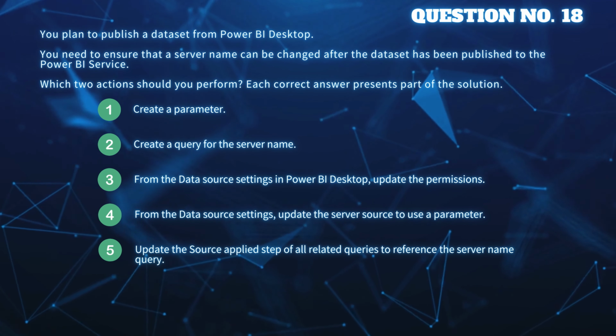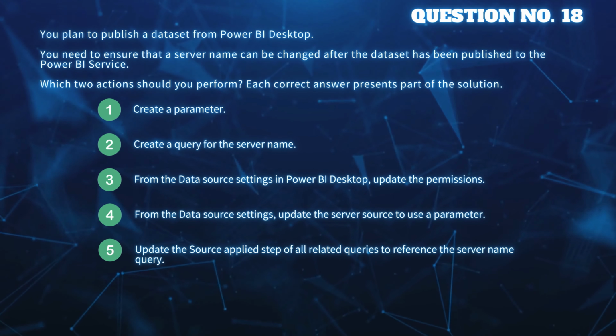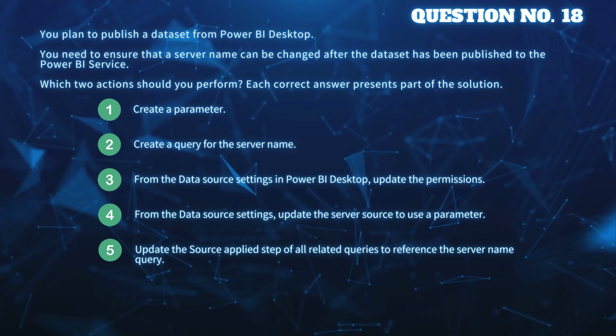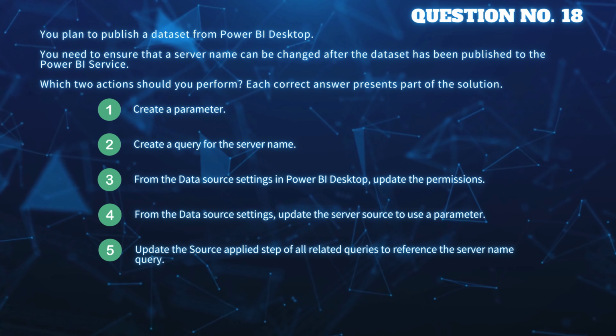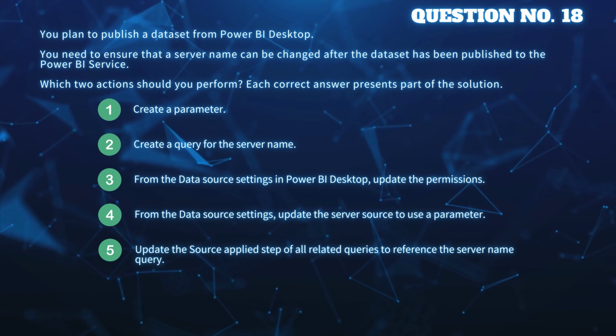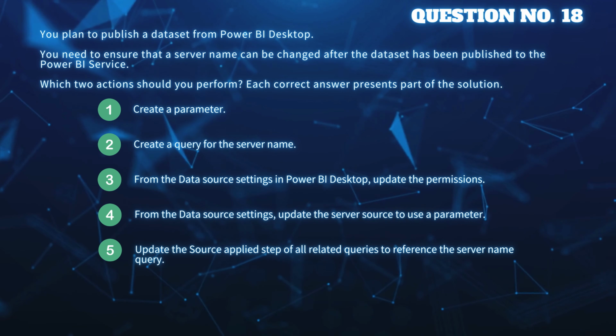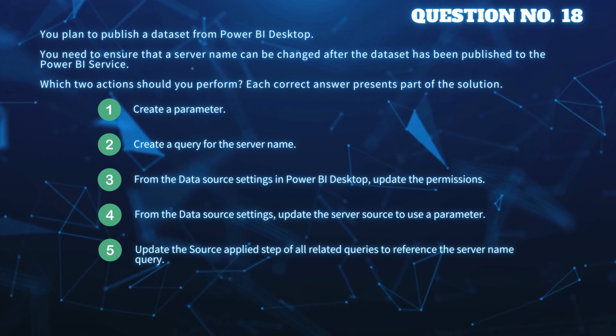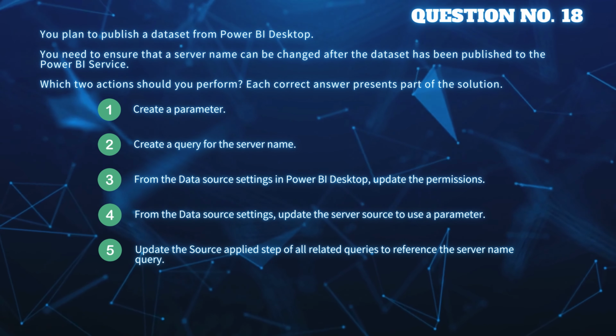Option 3, from the data source settings in Power BI Desktop, update the permissions. Option 4, from the data source settings, update the server source to use a parameter. Option 5, update the source applied step of all related queries to reference the server name query.